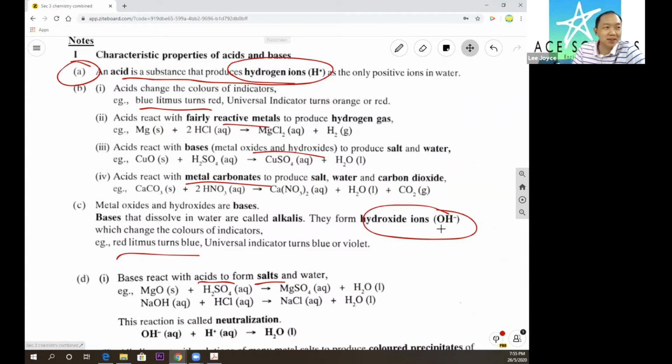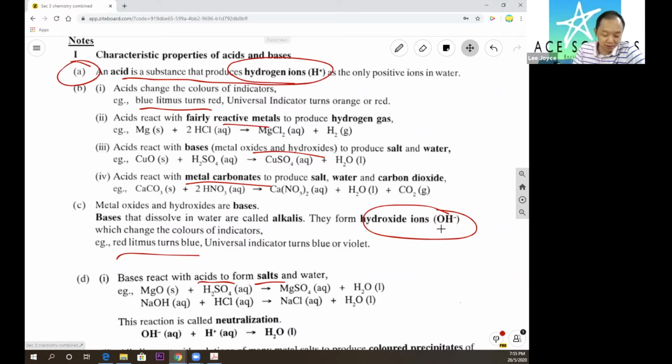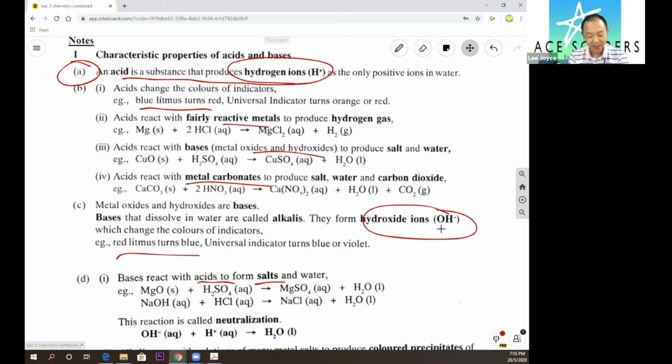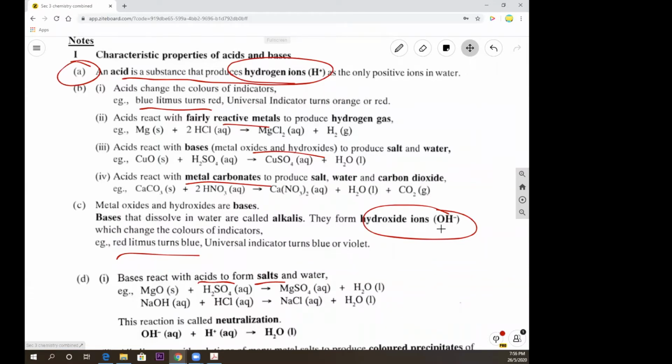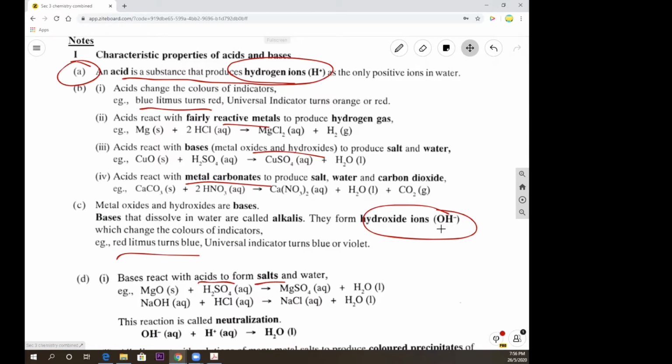Okay, each one give me one. Since there's three of you, let's start with the one who went Effie. Give me one reaction for acid. It's right there, staring at you in your face. Give me one reaction for acid. That means acid plus what will get what? Metal plus acid, what do you get? Salt plus hydrogen. Yes, very good.